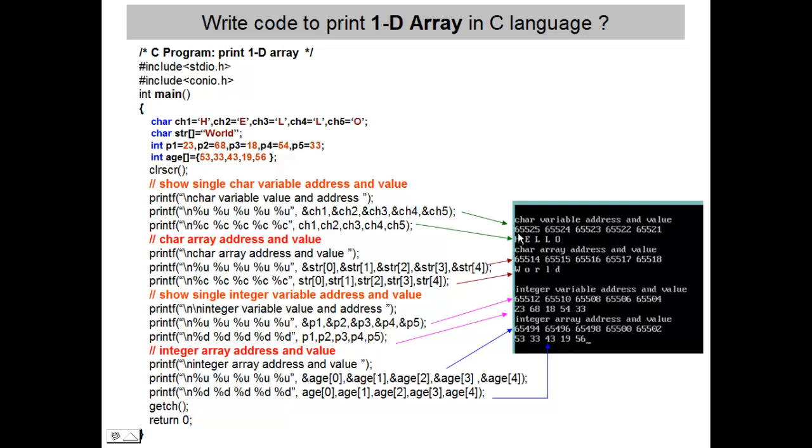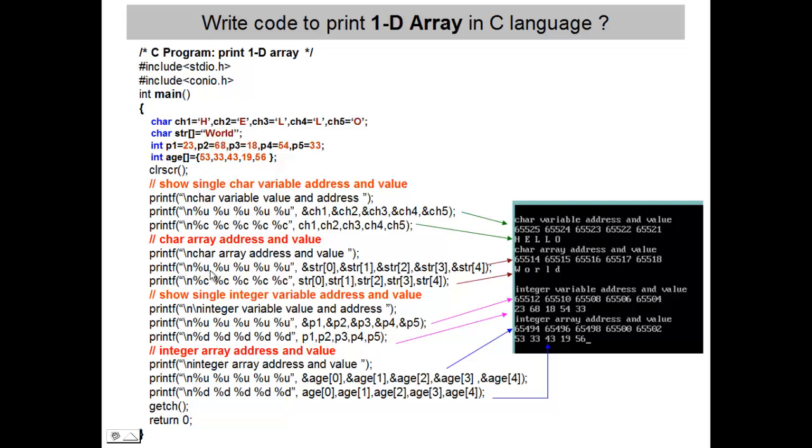Here I am seeing the address of each variable ch1, ch2, ch3, ch5. Now the value of the variable is HELLO. Now next is the character array. This time I am using the array word. The array is already created, str, with the value WORLD.